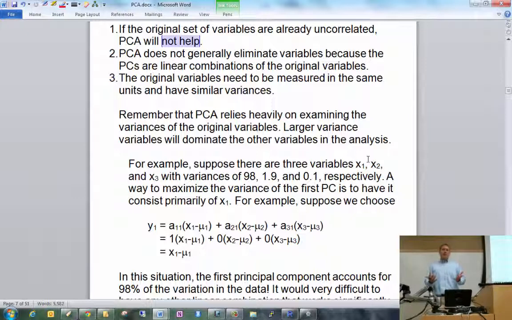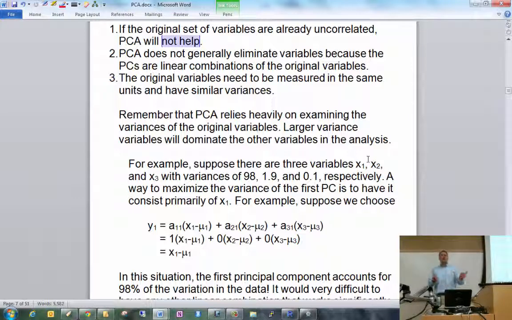So because of that, generally speaking, you should not do principal component analysis on data that is not measured in the same units. Well, how can we get data in the same units? Standardize. So that's a quick fix. So generally speaking, we will always do principal component analysis on standardized data.